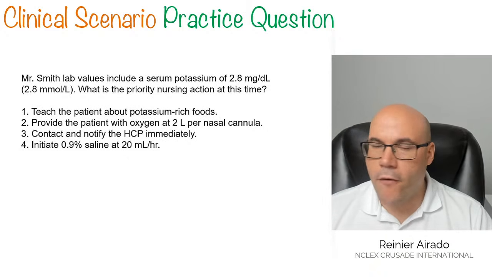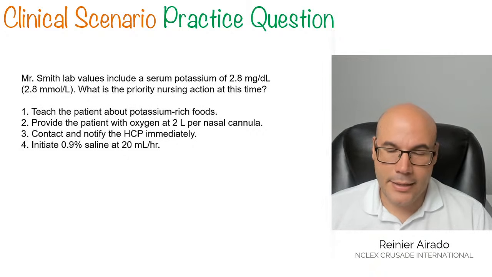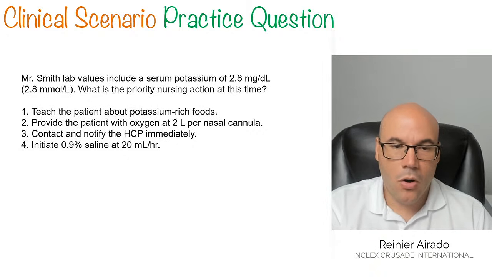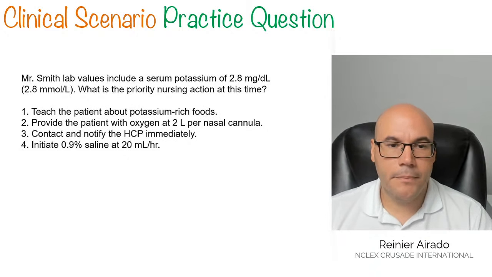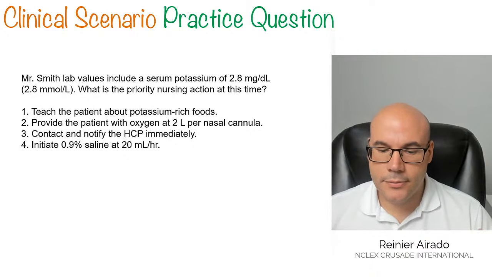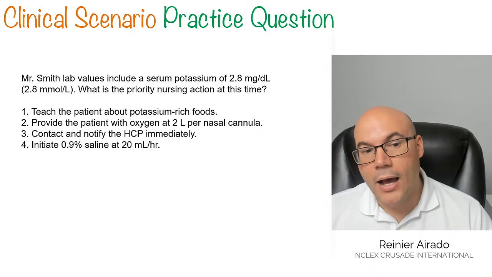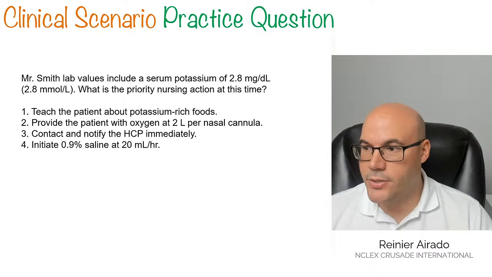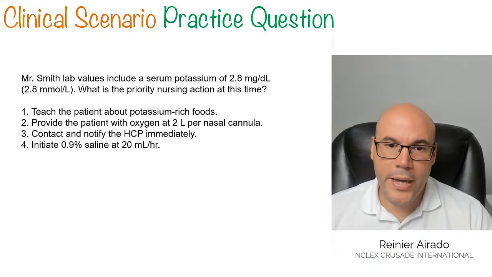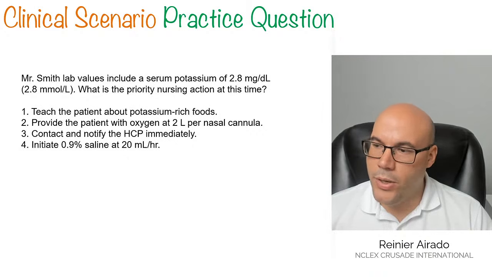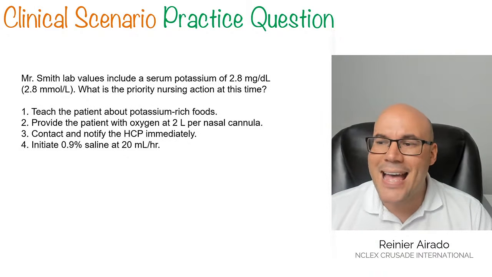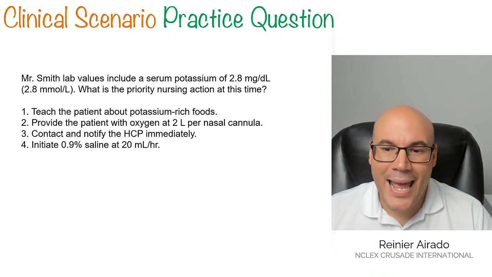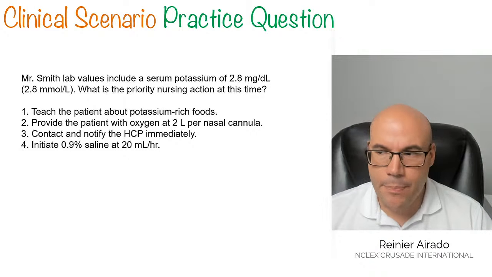So a potassium level of 2.8 indicates that the patient has low potassium, or the medical term, hypokalemia. That is perfect. Good job. But now, what is the priority nursing action? What will be the most important priority action with a patient that has hypokalemia? So I need to find an answer that helps the patient's condition.